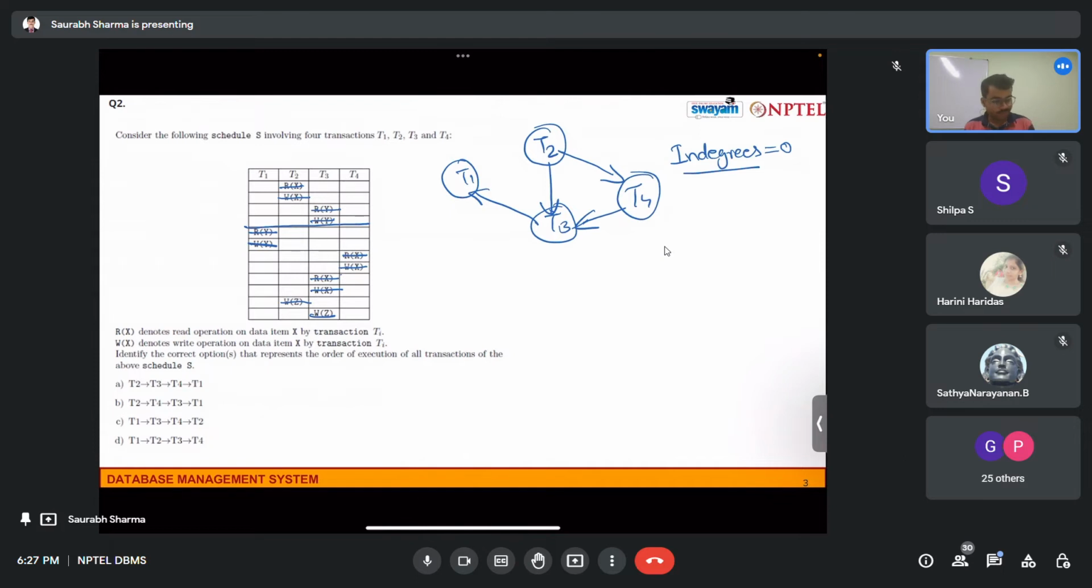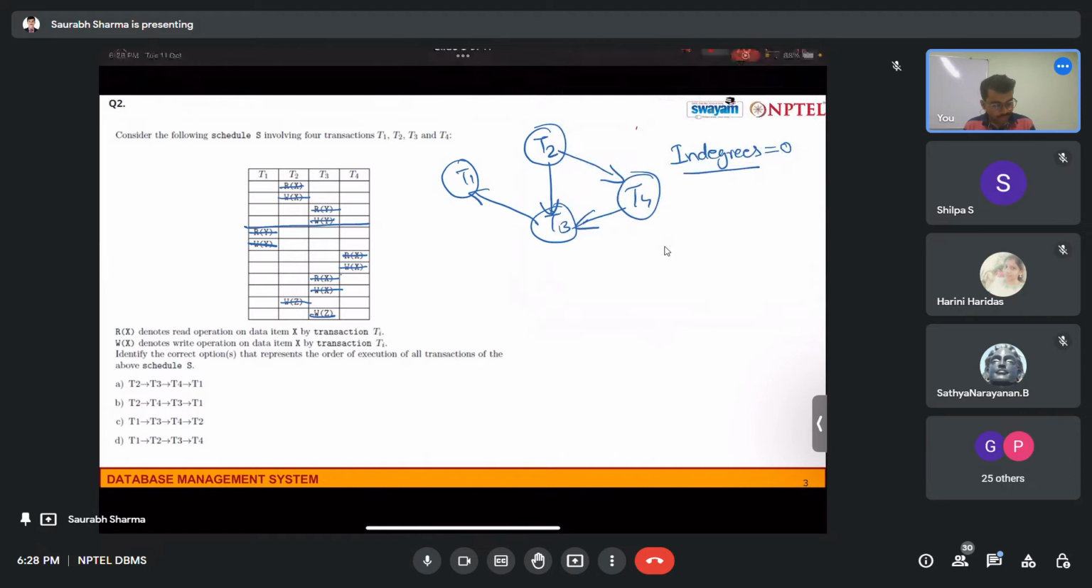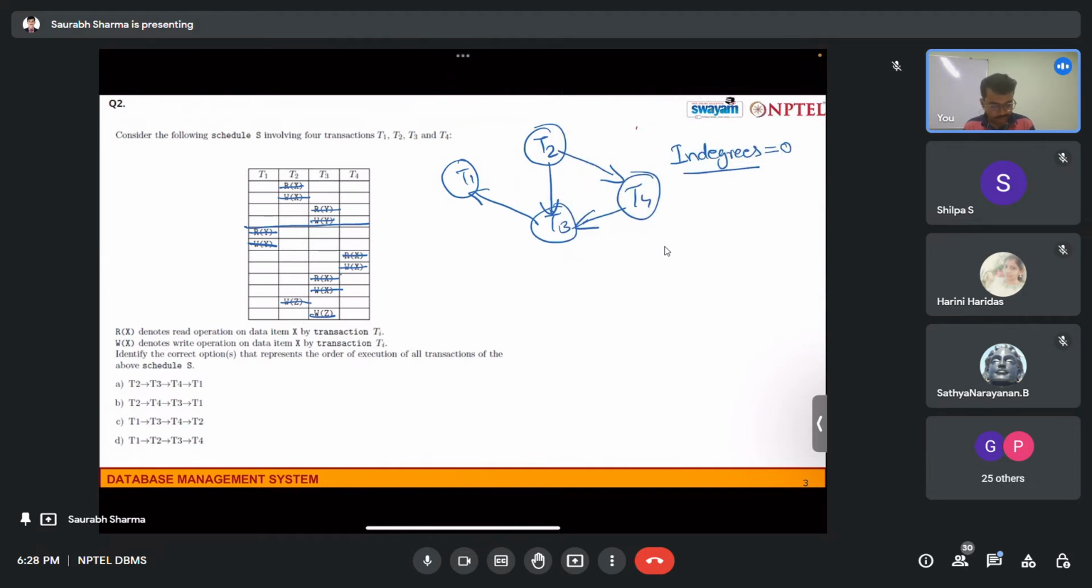How? In this graph, we have to search for in degrees. Just see the in degrees, how many. For T1 in degree is 1, T2 in degree is 0, for T4 in degree is 1. In degree means the edges coming to the node. Here one edge is coming and one is going outside, so in degree is 1, out degree is 1. There is no incoming edge, so in degree is 0. There are 2 incoming edges, so in degree is 2.